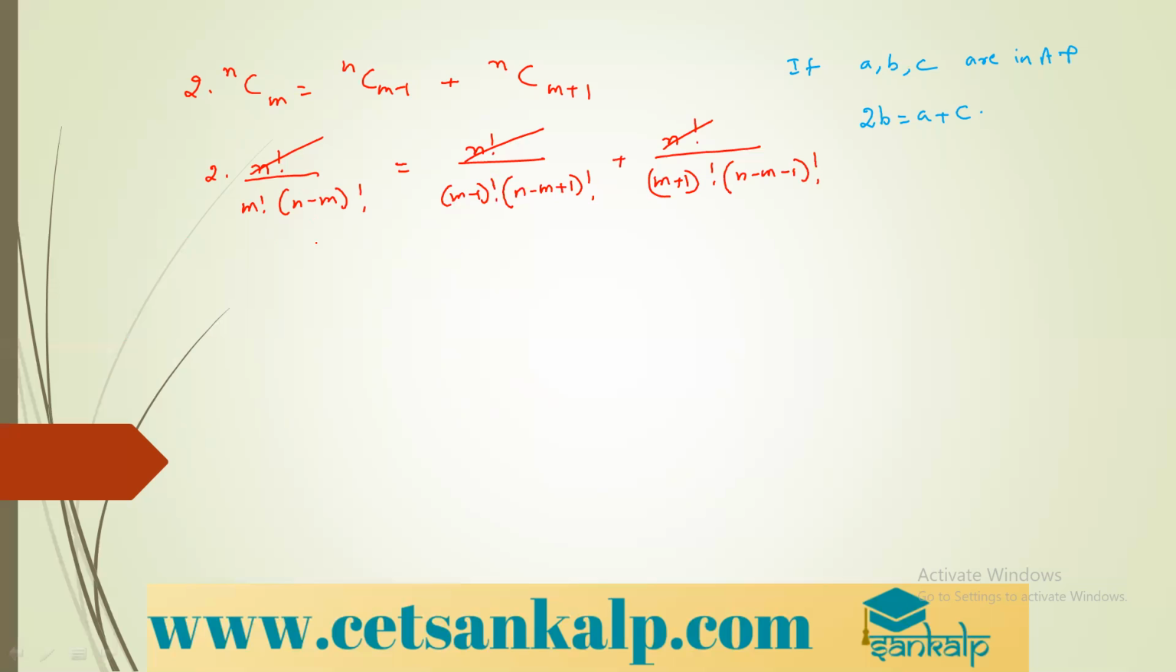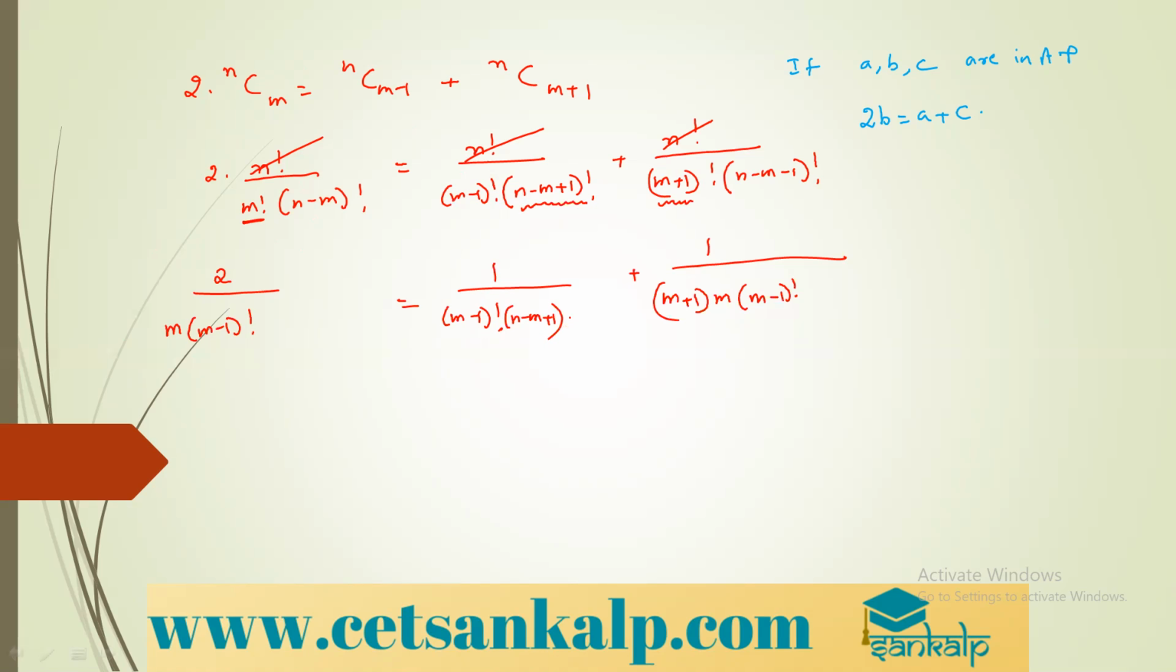Apart from that, I have to cancel many more. So what I will do, I will write 2 by, first of all, 1 by this (m plus 1) factorial, I will write (m plus 1) into m into (m minus 1) factorial. Like that, here m factorial I will write m into (m minus 1) factorial. Here 1 by (m minus 1) factorial I will keep same. Next, this (n minus m plus 1) factorial I'll write (n minus m plus 1), (n minus m), and (n minus m minus 1) factorial. Whereas this (n minus m minus 1) factorial here I will keep same.